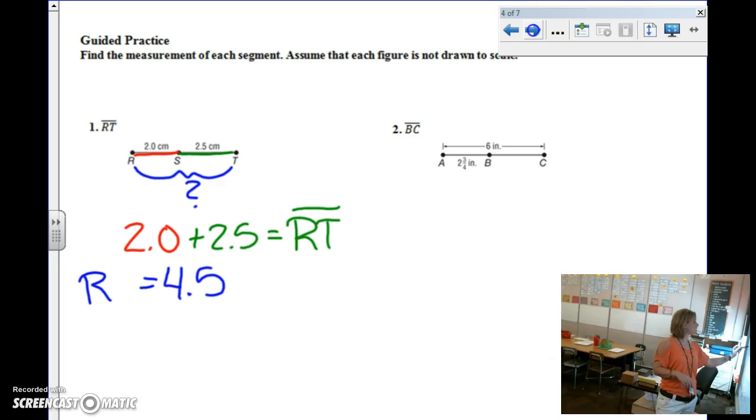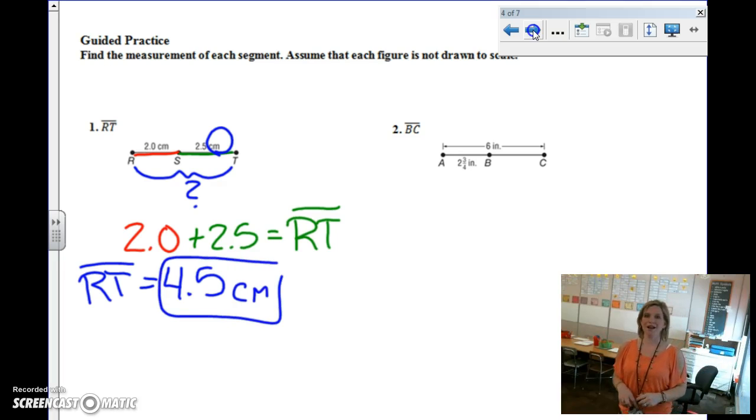So RT is 4.5. Pull your label, centimeters. All right, hope you did well. That one was super simple. All right, now the next one is going to incorporate fraction work.